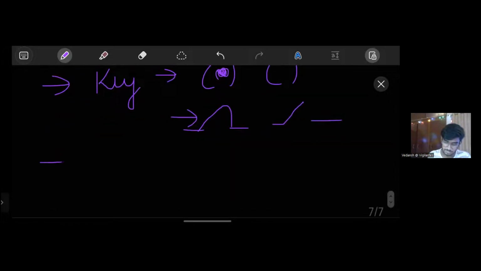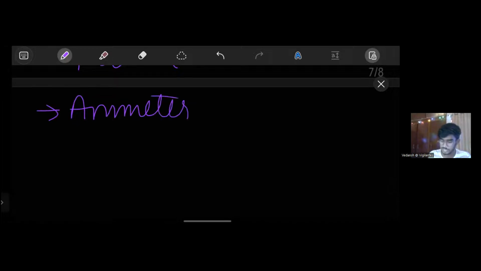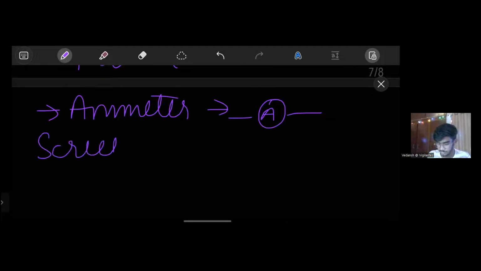In similar fashion, we have voltmeter over here. Voltmeter looks somewhat like this, and it is connected parallel to the given circuit. Ammeter looks somewhat like this, and it is connected in series with the circuit.